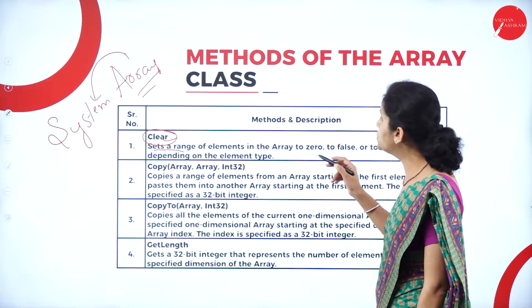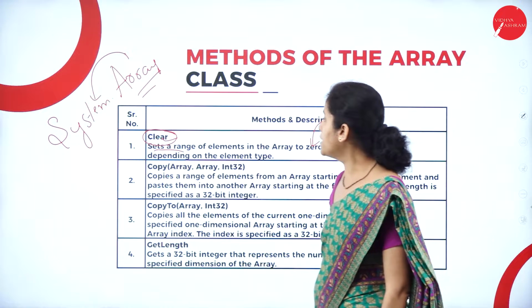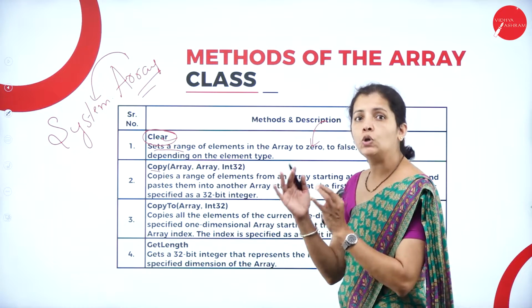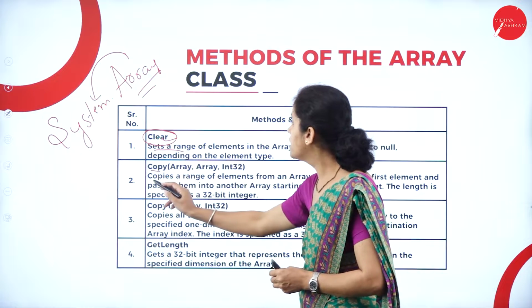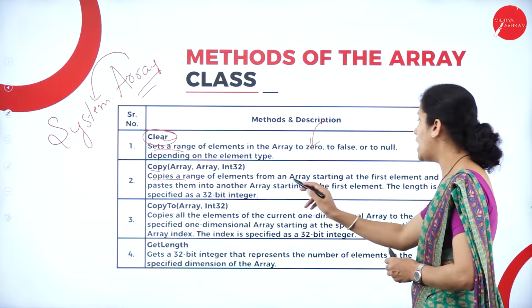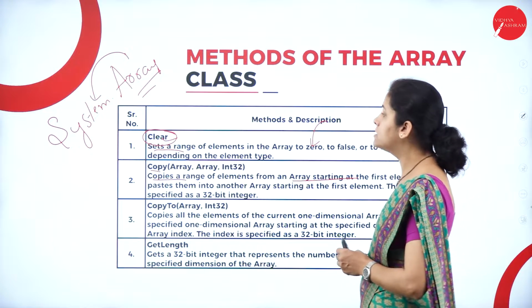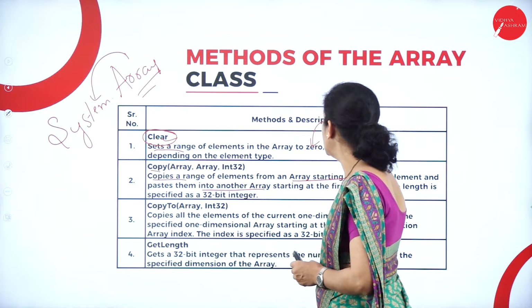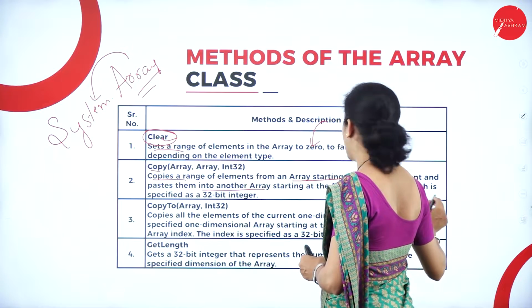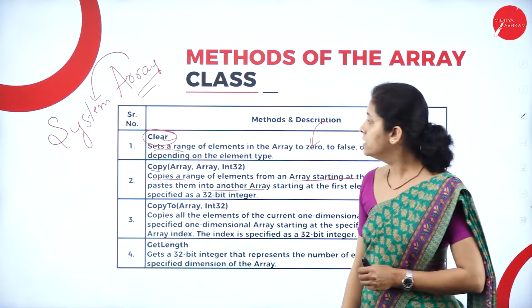So it's mainly used to clear or initialize to 0. And Copy allows the method to copy. That means it copies a range of elements from an array starting at the first element and pastes them into another array starting at the first element. The length is specified as a 32-bit integer.